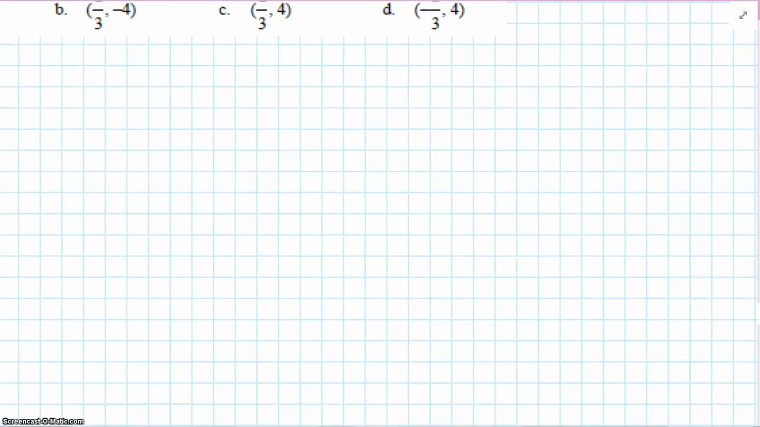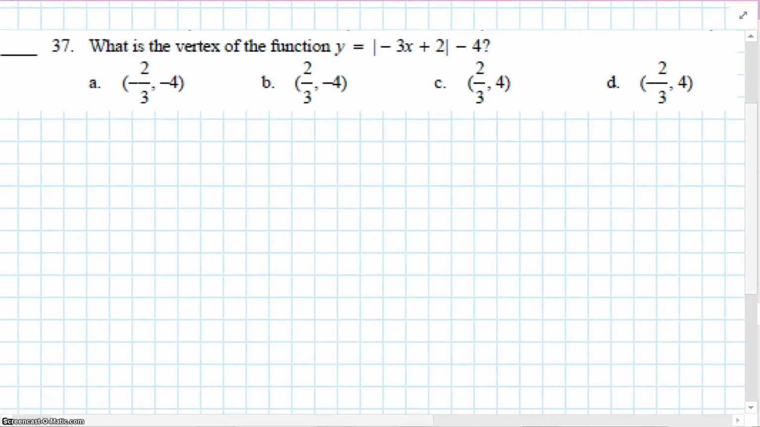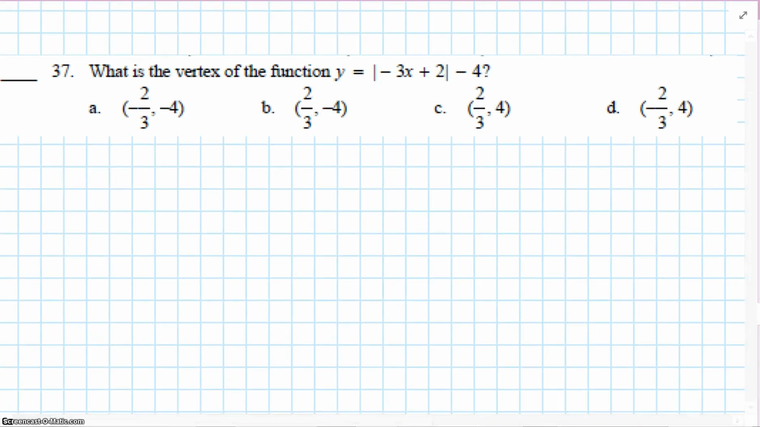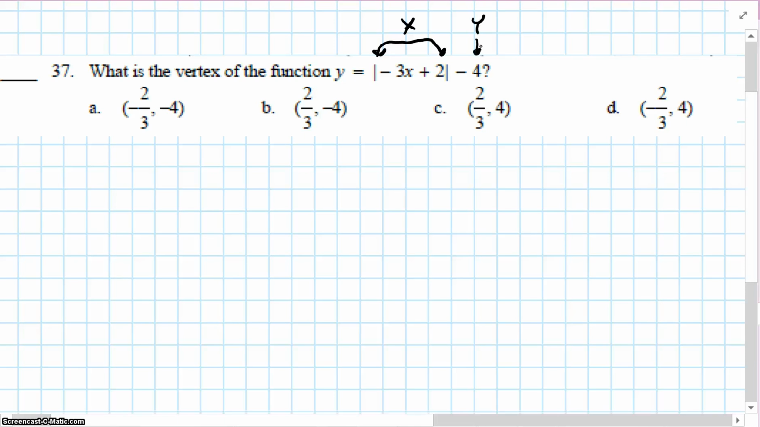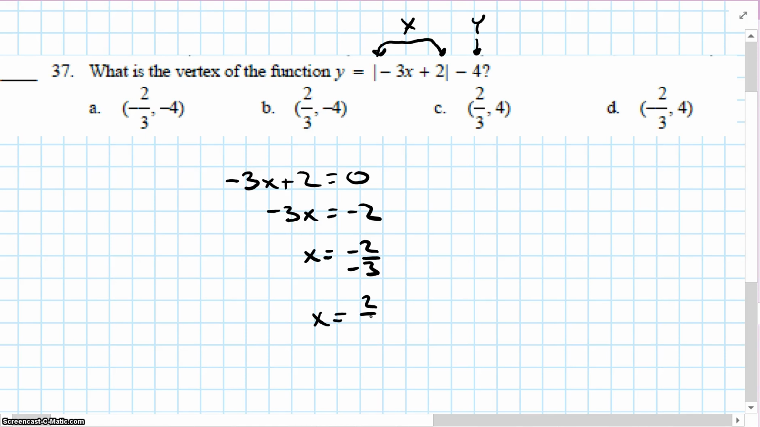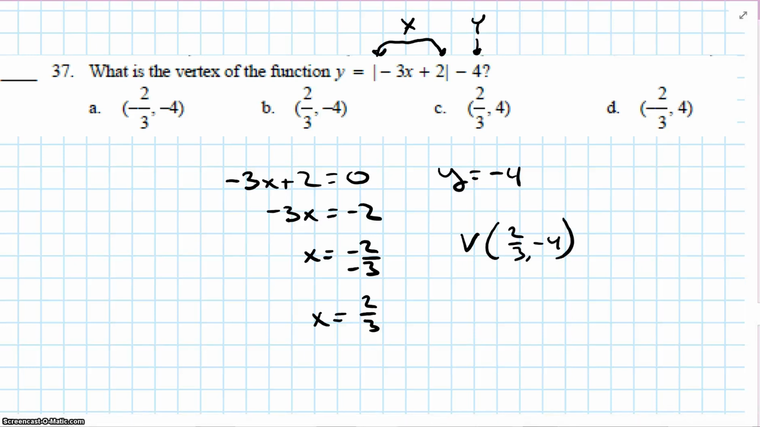Moving on, 37. What is the vertex of the function? Okay, well, our X value is whatever makes this 0. And this is our Y value. So, negative 3x plus 2 equals 0. Negative 3x equals negative 2. So X equals negative 2 over negative 3. So X is positive 2/3. Our Y is just negative 4. So our vertex is 2/3, negative 4. So again, the vertex is 2/3, negative 4, so the answer looks like it would be B.